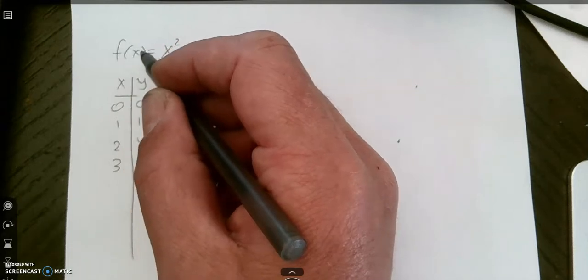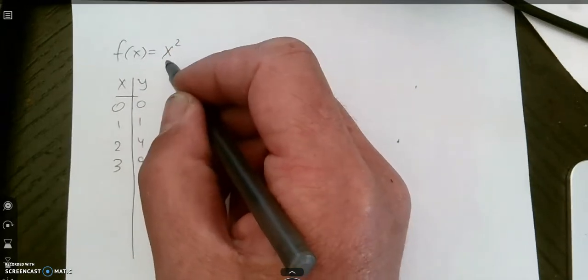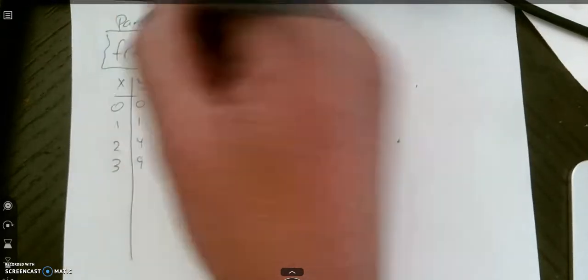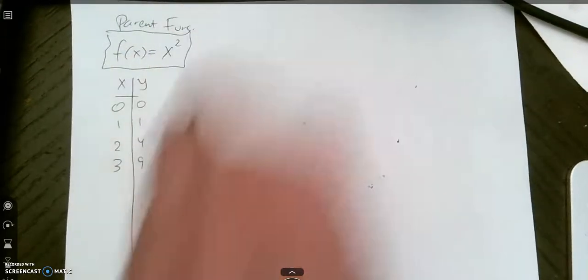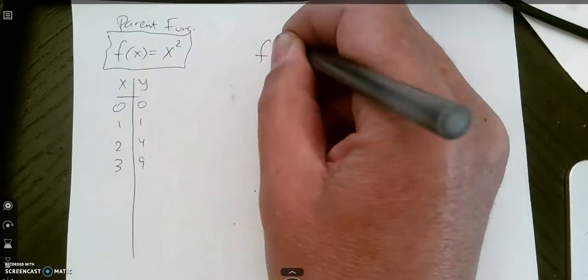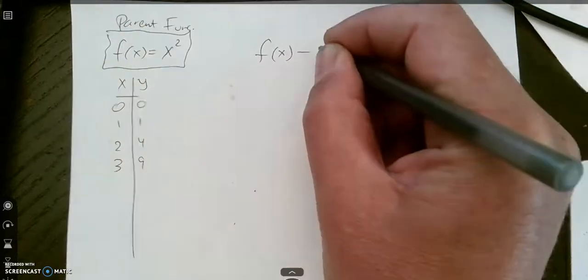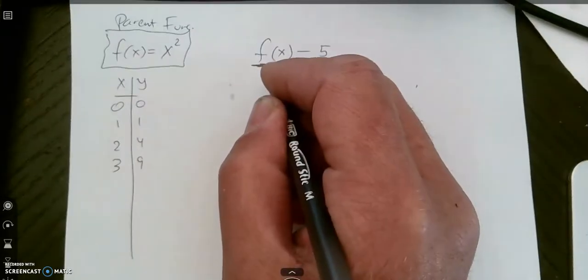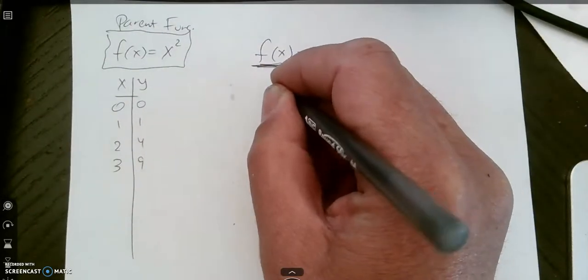So the function now is f of x equals x squared. That's our parent function again. Put a little box around this. That's the parent function. If we write it like this now, if we say, hey, take that whole thing, but now let's subtract 5 from the whole thing. Read this as original function: f of x is the original function minus 5. So our new function would be x squared minus 5.